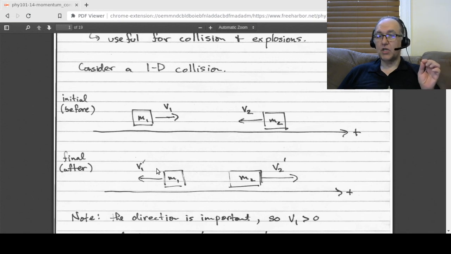Now I changed the notation a little bit. Here I'm putting primed for after the collision. We didn't do that before. The reason is I just don't want to overdo the subscripts. Okay, so this would be like v1 initial.